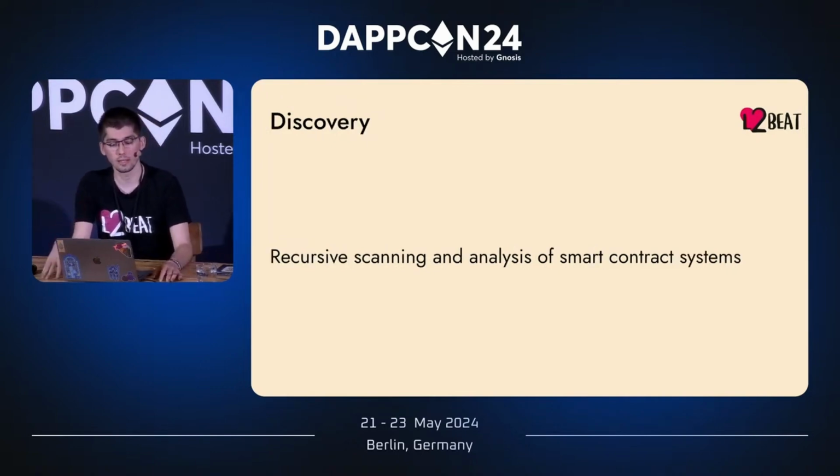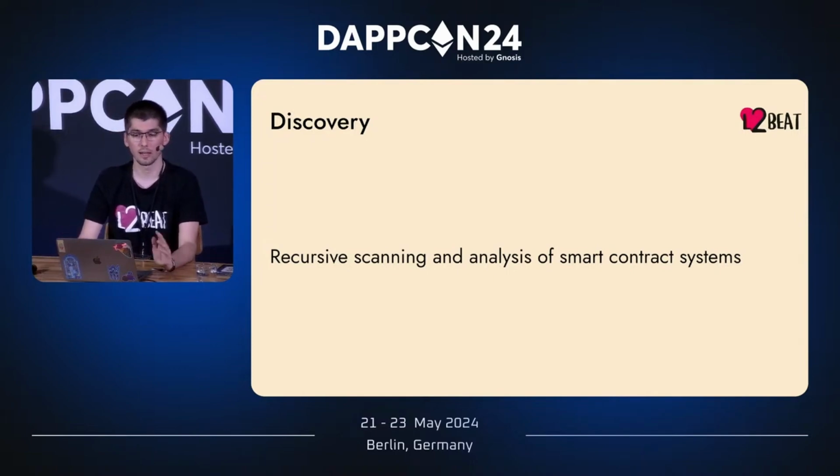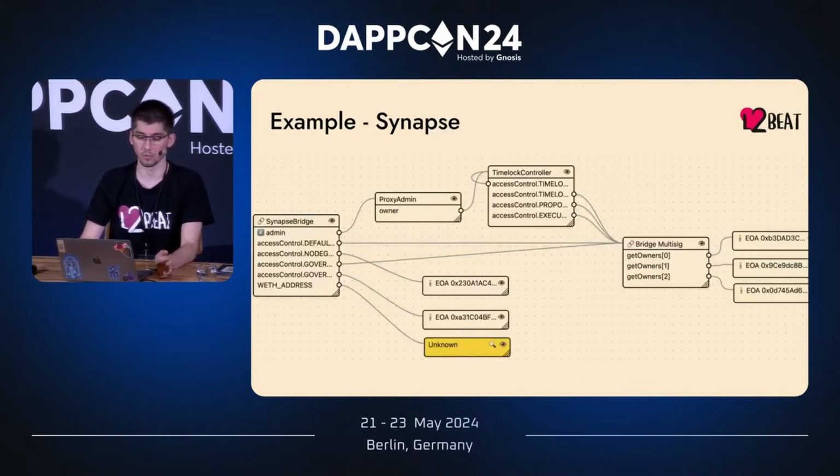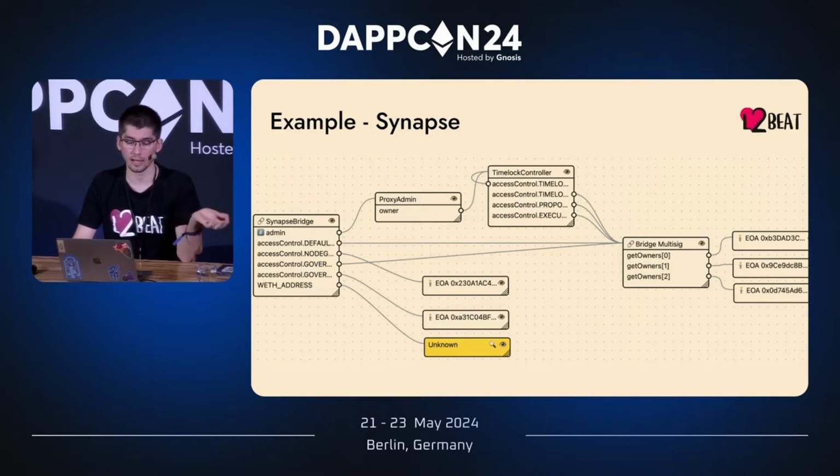We designed a system that we call Discovery. This is a system that does recursive scanning and analysis of smart contract systems. I think the best way is to show you an example. The example that I picked is Synapse. The reason I picked Synapse, which is a bridge, is that the smart contract architecture is really simple compared to some other projects. The way you can start to think about what we do is starting on the left, where we have the Synapse bridge smart contract.